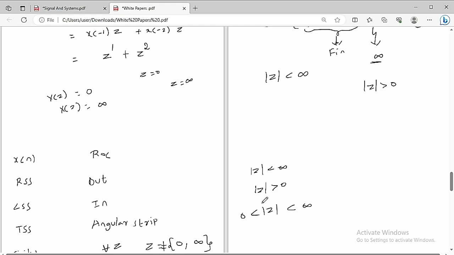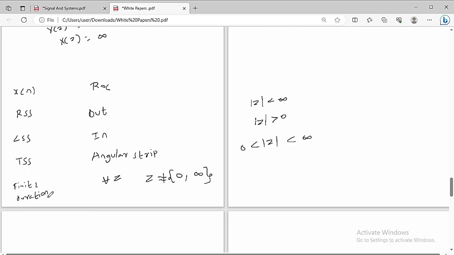Then what is the ROC? It is all over the plane, excluding either the point circle or the infinite circle. These things I already told you. An angular strip means basically it is a two-sided signal. A right-sided signal means the ROC is outward of a circle. A left-sided signal means the ROC is inward of a circle. And a two-sided signal means it is an angular strip.